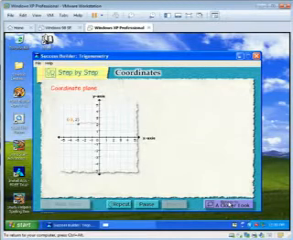The first number tells how far left or right the point is on the x-axis, so the first number is called the x-coordinate. The second number tells how far up or down on the y-axis the point is, so the second number is called the y-coordinate.